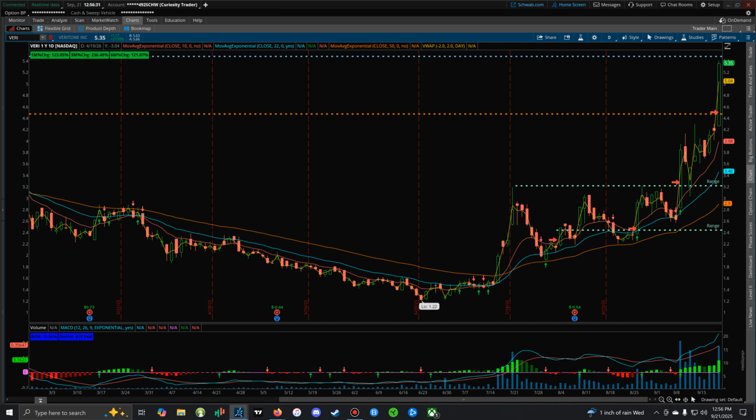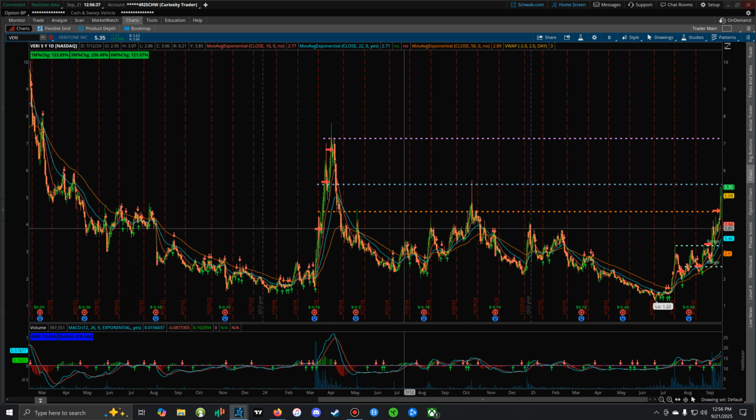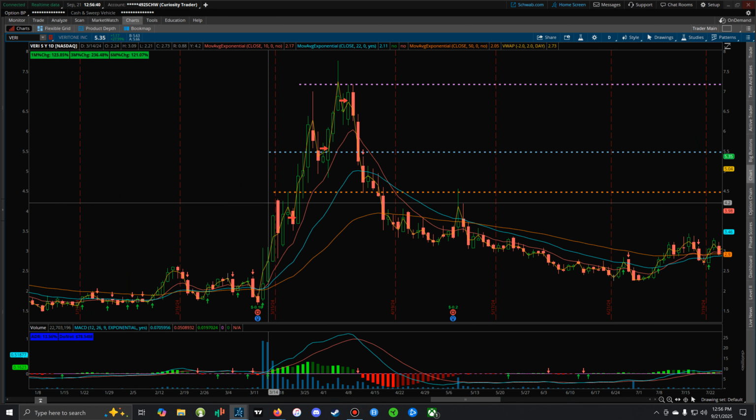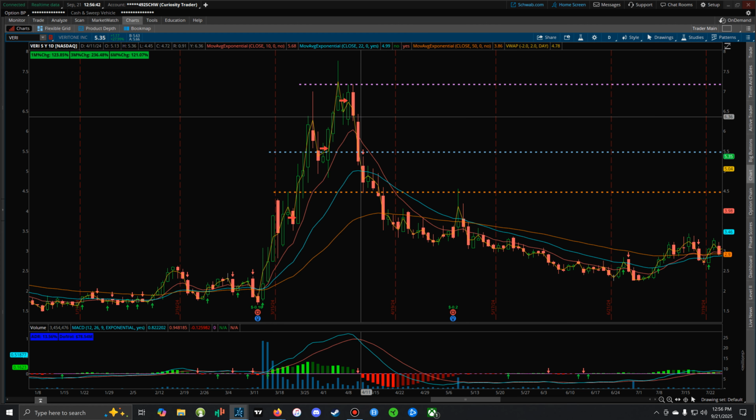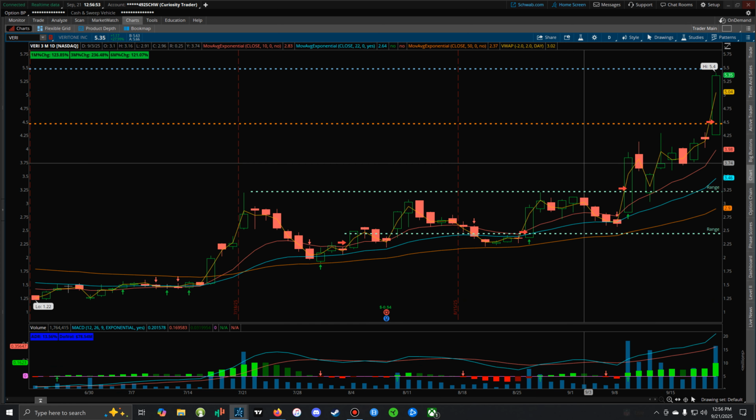Stocks move in stairs. First off, look at the long-term chart. This is highly neglected. Although it's ran in the past, even it was neglected back here. And look at the move which it did, from the low of 150 to the high of almost 8. So you really want to focus on stocks that are neglected. Sometimes they make the biggest moves.